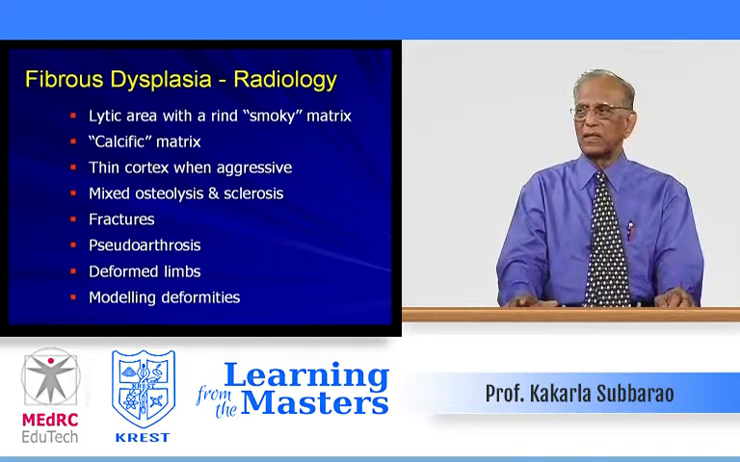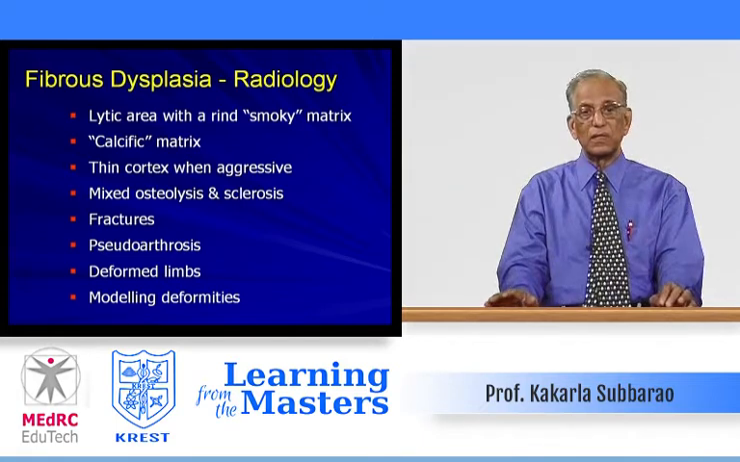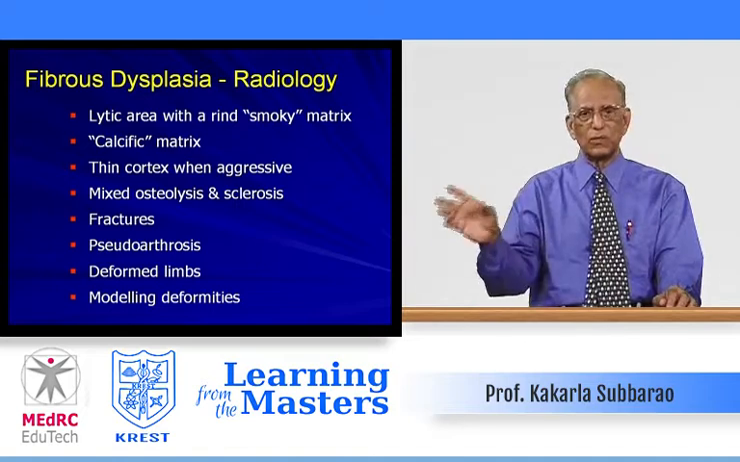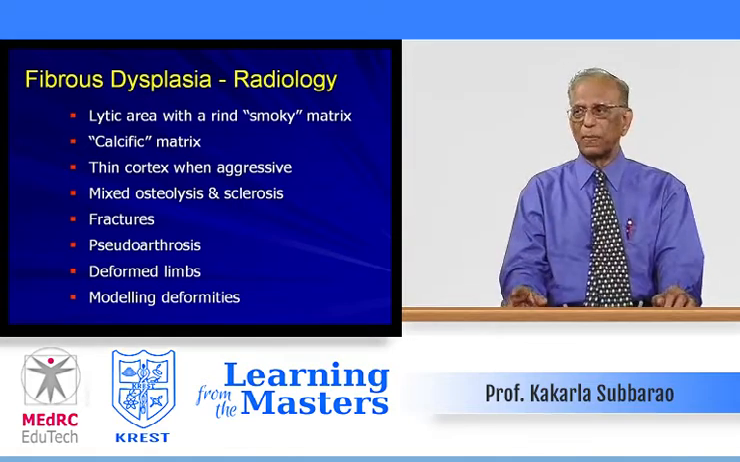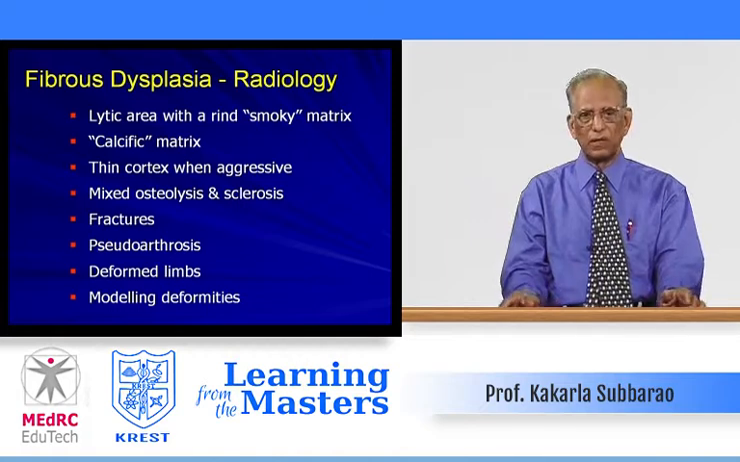Radiological findings. Lytic area with a rind and smoky matrix, occasionally calcific matrix, then they call it fibrochondrodysplasia. In cortex, when it is aggressive, we are talking about monostotic or polyostotic also can have these findings. Mixed osteolysis and sclerosis, fractures, pathological fractures, pseudoarthrosis, not healing properly, deformed limbs, and modeling deformities.